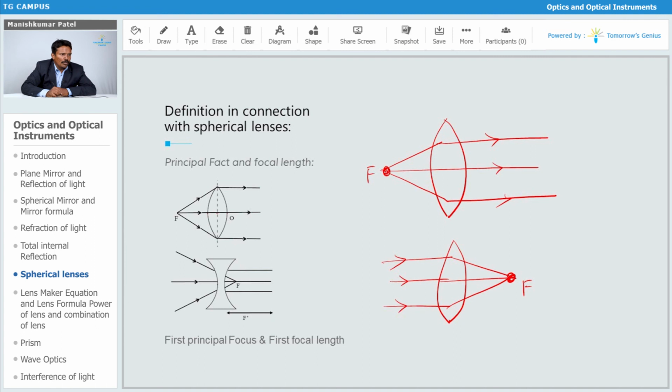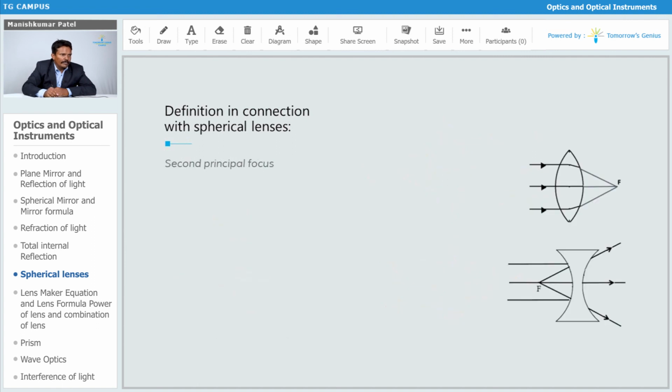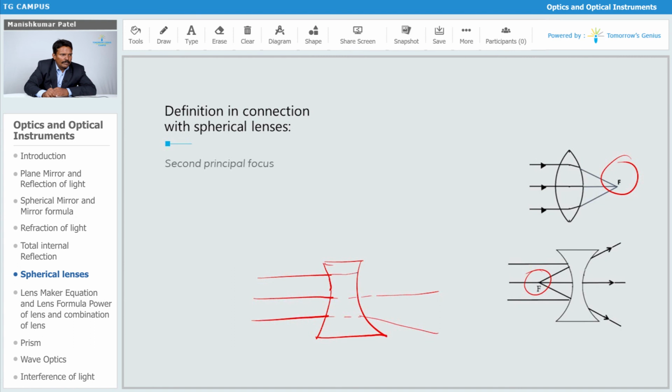Similarly, you can define them for the concave lens also. The same thing is given over here. This is the secondary principal focus in the case of the concave lens. If I consider this concave lens, the rays get diverged, and when they come out you feel that they originate from this point. Assume that they are originating from this point, and that is what we call the principal focus in this particular case.